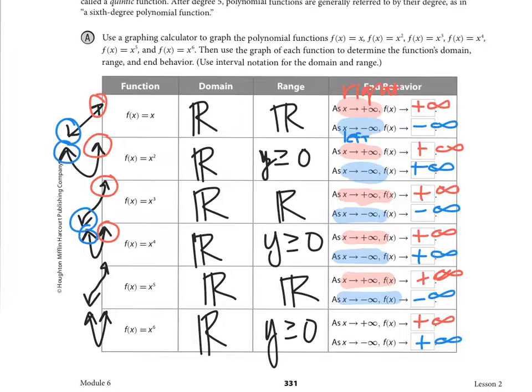Okay. Why is that? That is not why. Why is that? Wait, why is what? Which part? Why is it that x to the 6th looks like x to the 4th? It has to do with their odds and their even exponents. So if they're even exponents, they're going to open up. Both ends are going to open up.